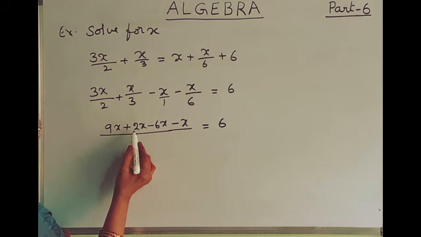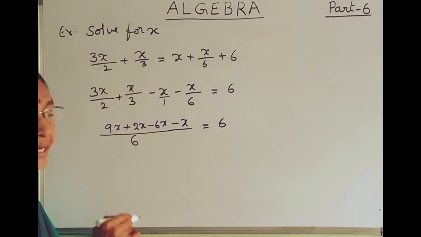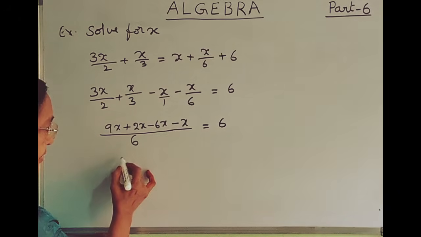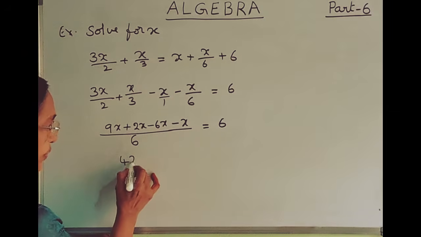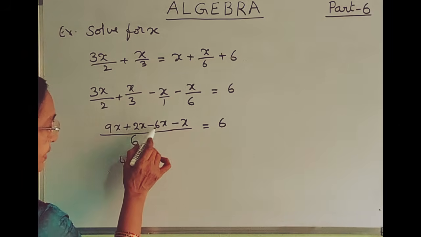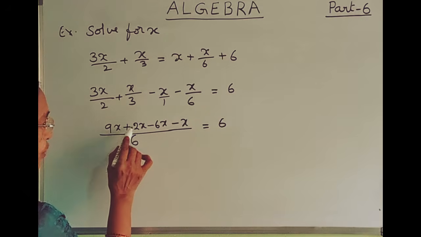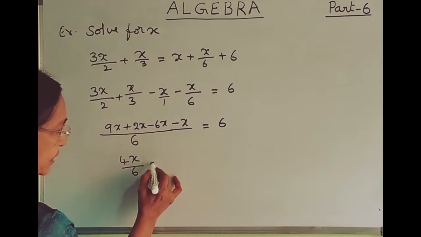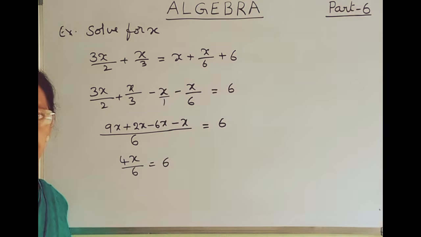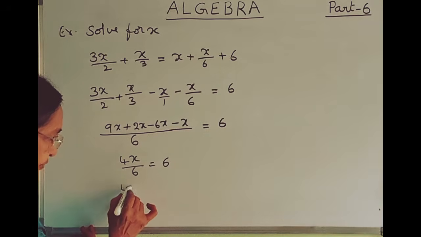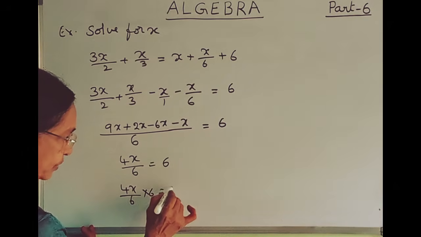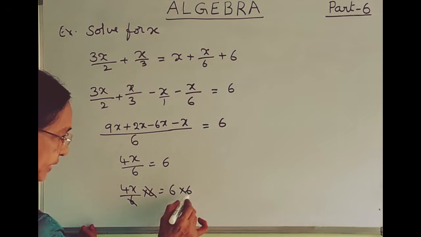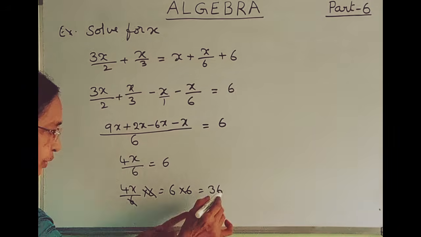Here 9x plus 2x, 11x, 11x minus 6x, 5x, 5x minus x, 4x. So the sum of this is 4x, or 9 plus 2 minus 6 minus 1. So 9 plus 2, 11, 11 minus 7, 4, 4x. 4x by 6 is equal to 6. Now multiply both sides by 6. 4x by 6 into 6 is equal to 6 into 6. 6 gets cancelled. So 6 sixes are 36. 4x is equal to 36.